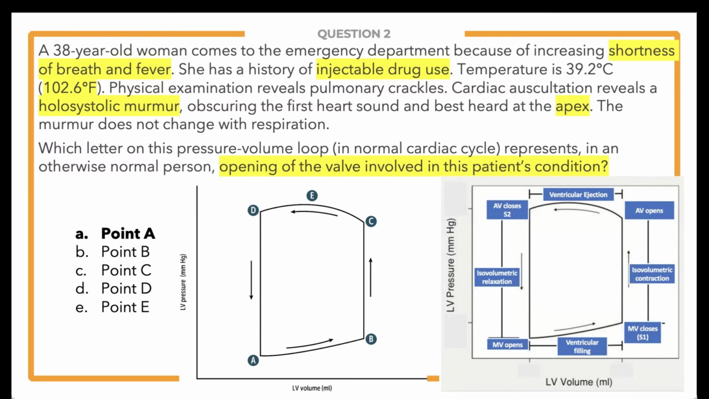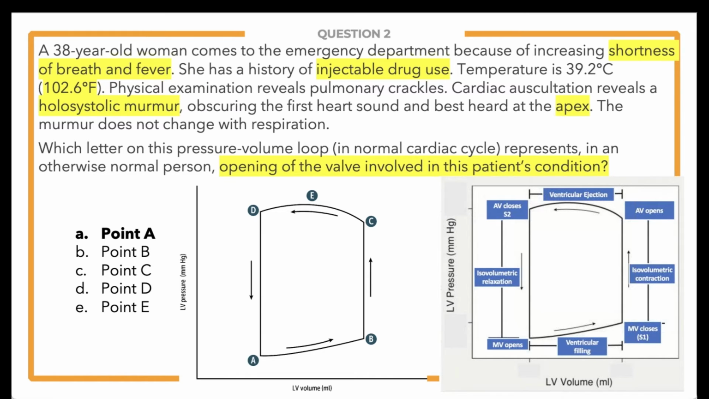So let's look at these letters real quick. So we have A going to B. That is the ventricular filling. That is diastole. As you can see, the volume is increasing as you go right. Pressure slightly goes up. In order to fill the left ventricle, the mitral valve has to open. So A would be where the mitral valve opens. Once it's filled, then the mitral valve closes. That's B, and that's where S1 is heard.